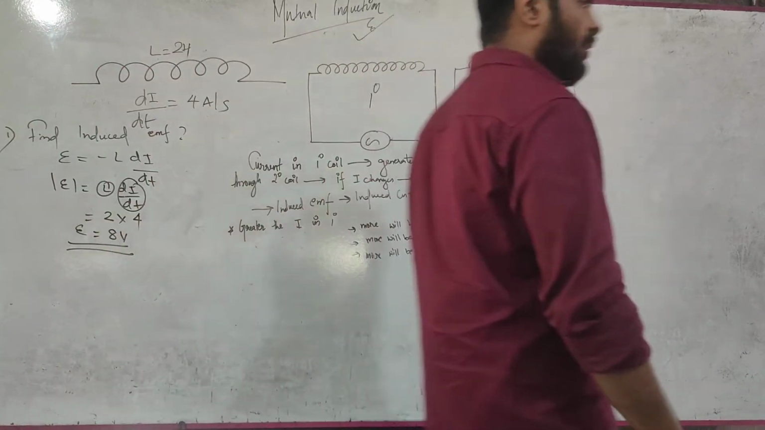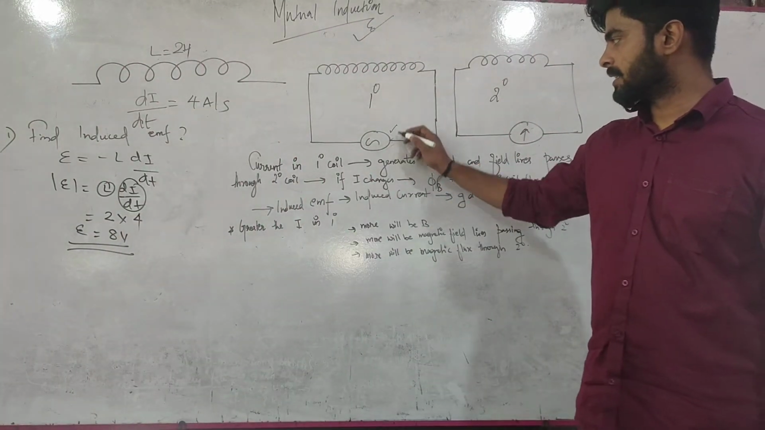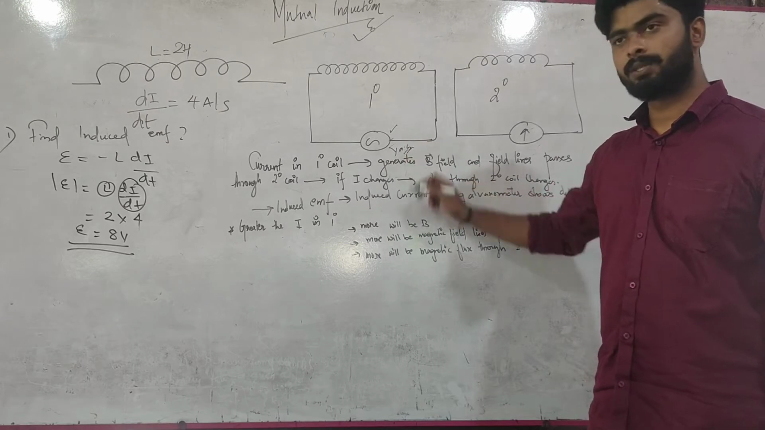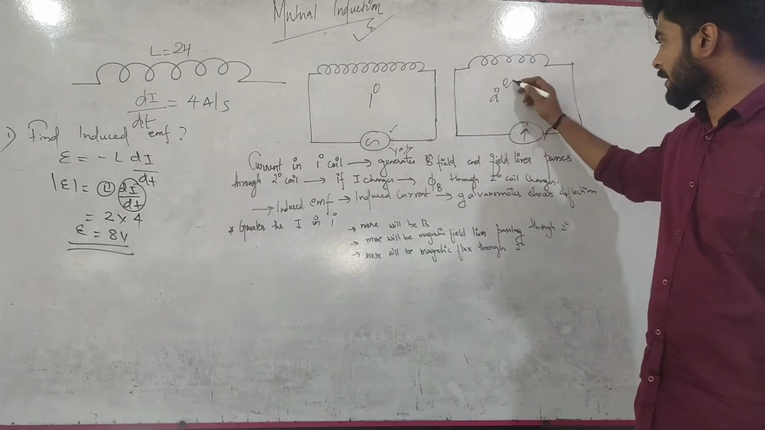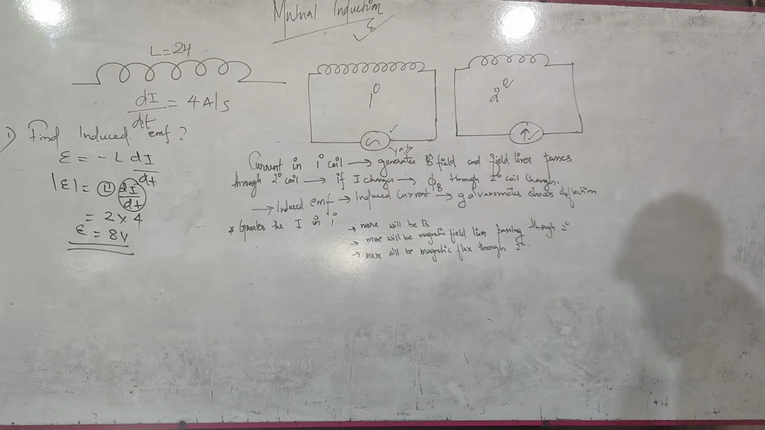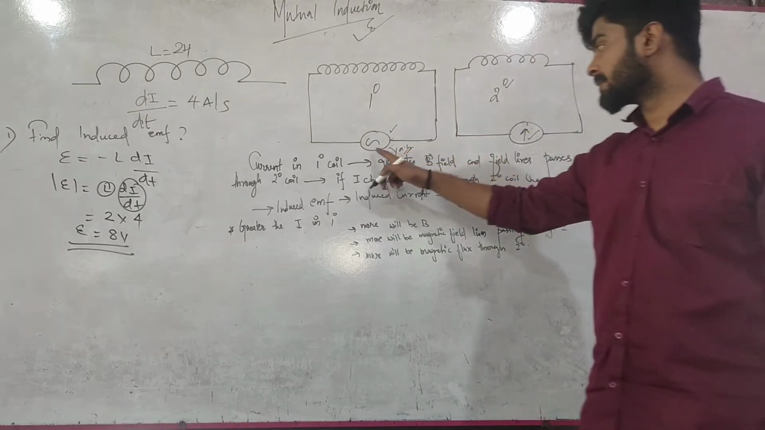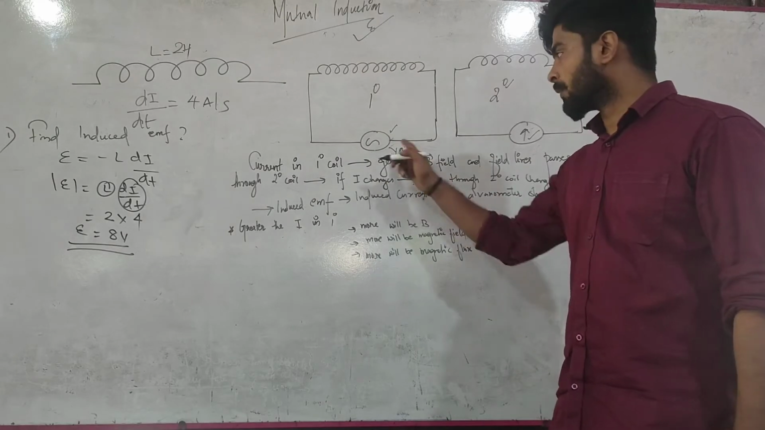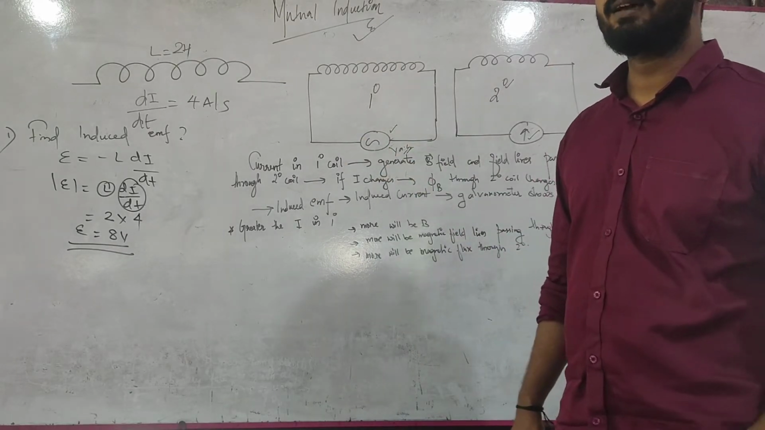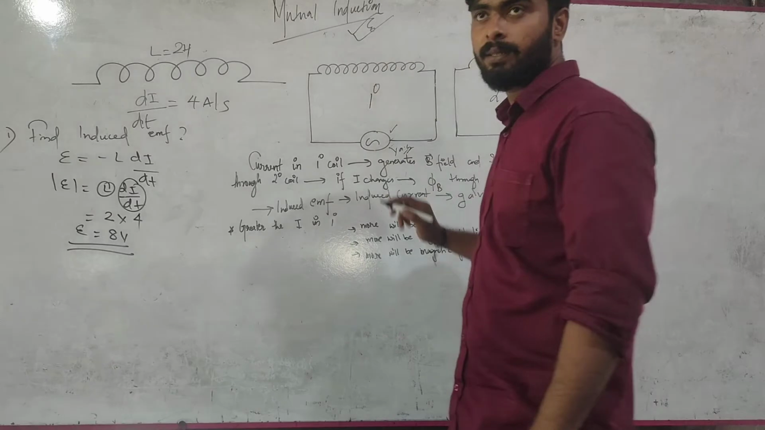The primary coil always has a source, an AC source, alternating current source. You identify the secondary coil by the presence of a galvanometer in that coil. You can see a galvanometer in the secondary coil. In the primary coil you can see an AC source which will provide alternating current in this coil. Clear? So what is really mutual induction?